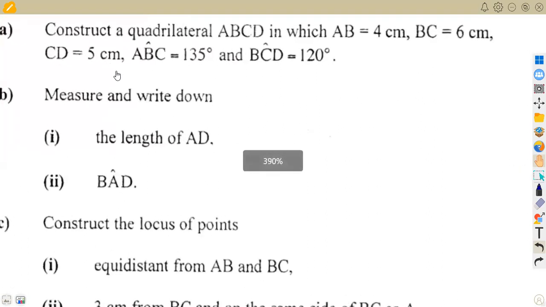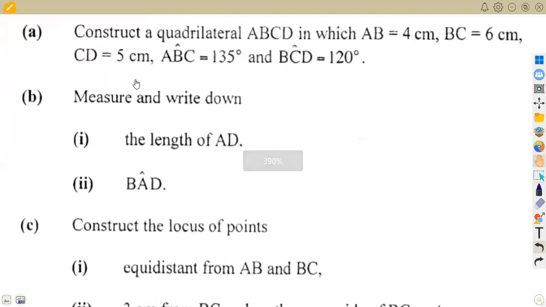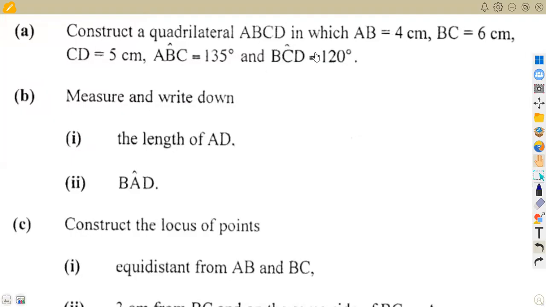If you check here, we are given a quadrilateral ABCD that we are supposed to construct. All right, so let me just try to remove this part here. We're given to construct the quadrilateral ABCD, in which AB is 4 centimeters, BC 6 centimeters, CD 5 centimeters, and also the angle ABC of 135 degrees. Take note, and the angle BCD of 120 degrees.